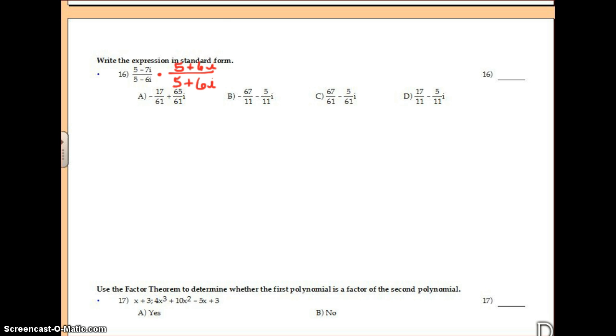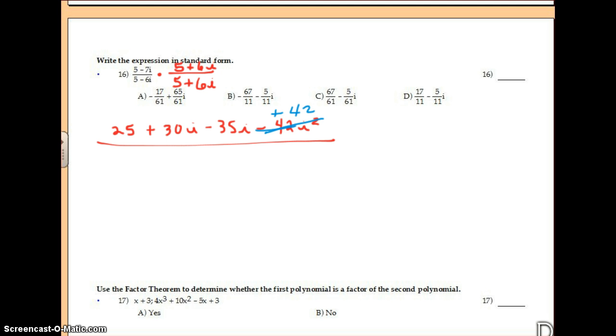When you multiply that out, I'm going to multiply the numerators. You've got to do the FOIL method. So 5 times 5 is 25. The outer term would be 30i. The inner term would be negative 35i. And the last term would be negative 42i squared. But that i squared is equal to negative 1. So basically I have negative 42 times negative 1, which would be plus 42.